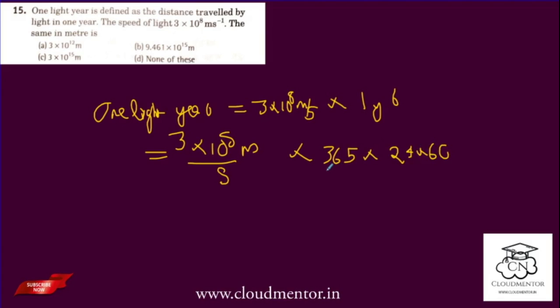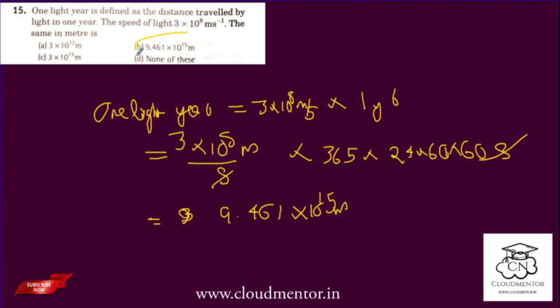That is, by multiplying by 365 we get days, multiplying by 24 we get hours, multiplying by 60 we get minutes, and again multiplying by 60 we get seconds. So that will be equal to 3 multiplied by 3 multiplied seconds, and seconds cancel here, since we now have seconds. So we get 9.461 multiplied by 10 raised to 15 meter. So option B is the right answer.